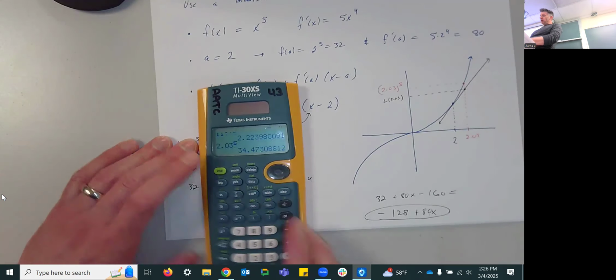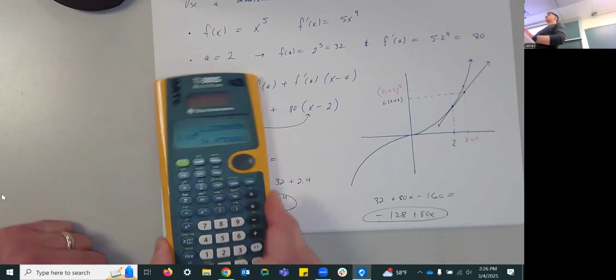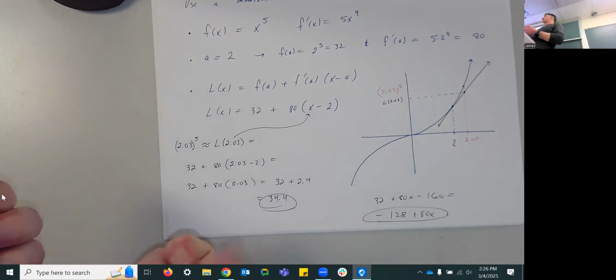That's pretty good, right? 34.4, 34.47. I feel not bad about that. So that's the idea of a linearization, is that you can use it to approximate the value of some function at a place that's not easy to just calculate.